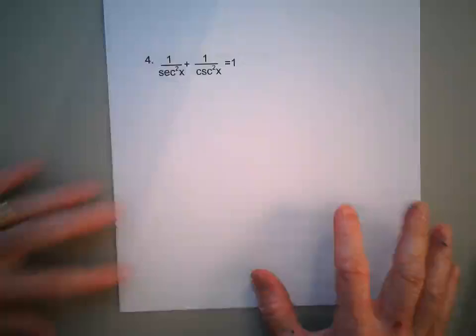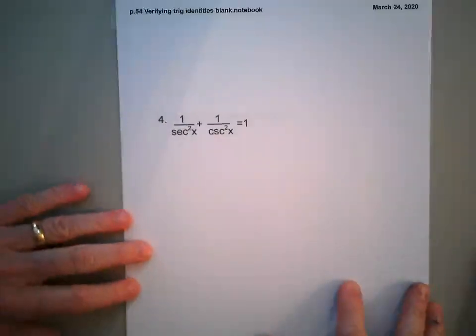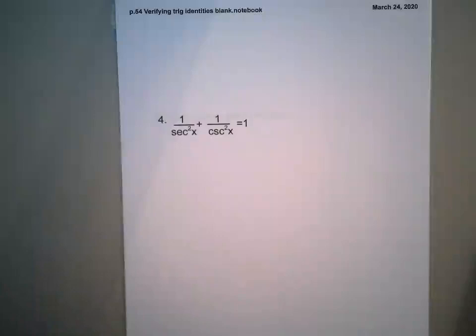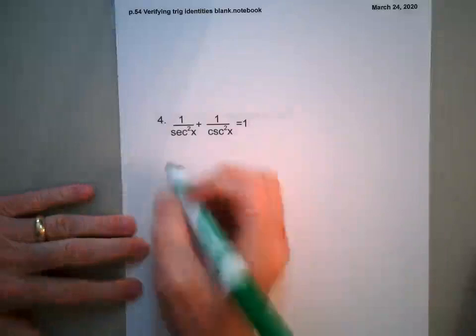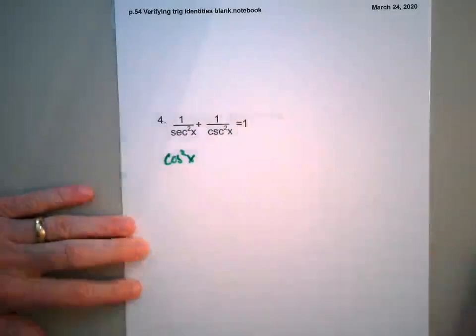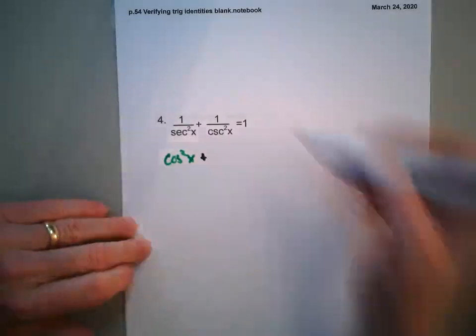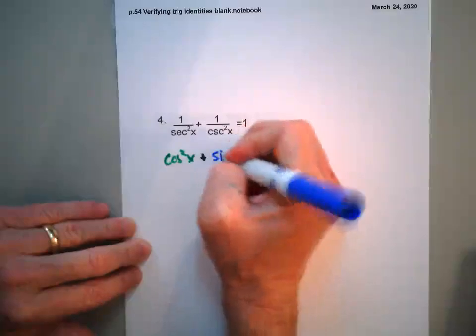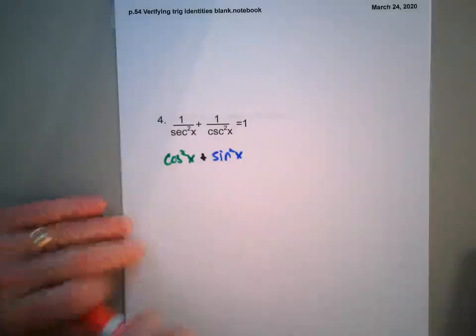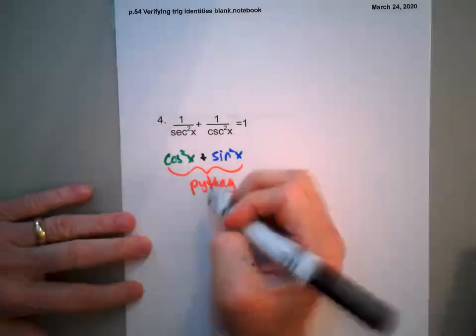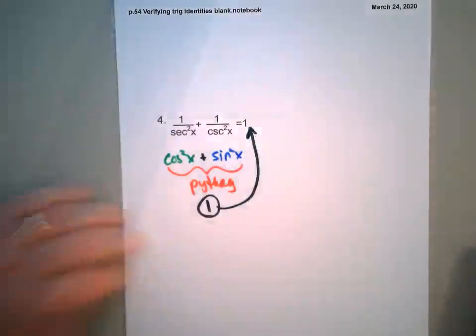All right, so some fractions here. Not as bad as you probably think. Fractions, you should think reciprocal identities. So 1 over secant squared, this is going to be a lot like the previous problem I just did. This is cosine squared x. You get a plus 1 over cosecant squared, which is sine squared. I just showed you where this is Pythagorean, and therefore equals 1, and boom, that one didn't take very long.